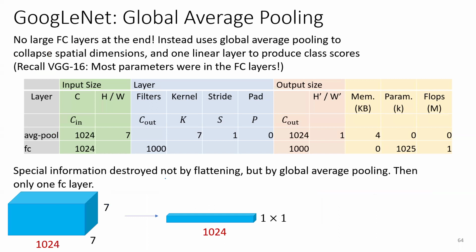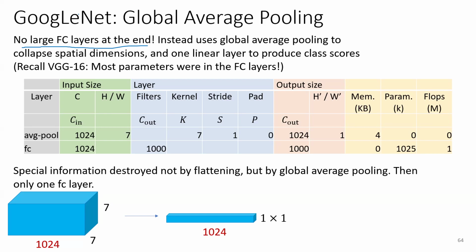Okay. Then the global average pooling is like this. No large fully connected layers are at the end. You can see the fully connected layers had a lot of parameters in the AlexNet and even in the LeNet 5 that we looked at. But if you use so-called global average pooling, it collapses the spatial dimensions and one linear layer to produce a class score.